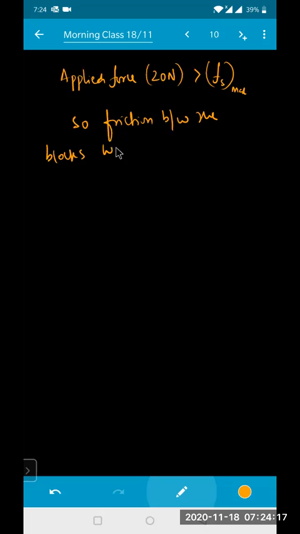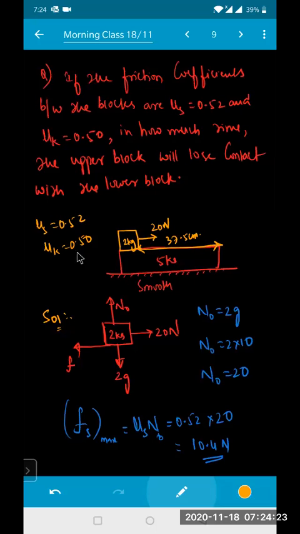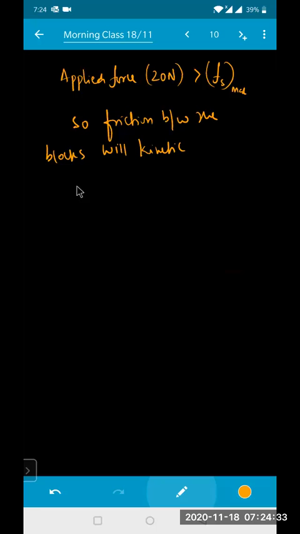We need to check whether to use mu s or mu k. If it is lesser than the limiting value, this will be your answer. If not, at that time you need to apply mu k. The kinetic friction Fk is mu k into normal. Mu k is 0.5, times normal 20, so Fk is equal to 10 Newton.